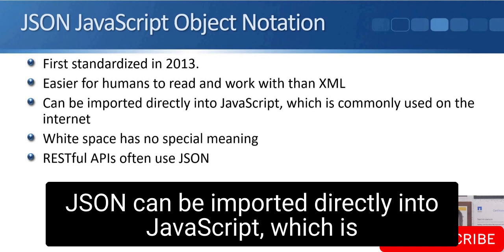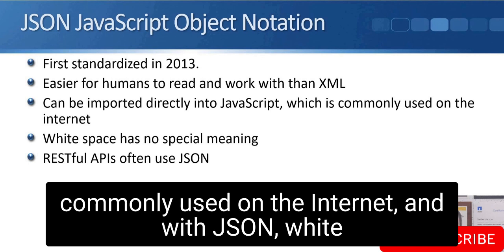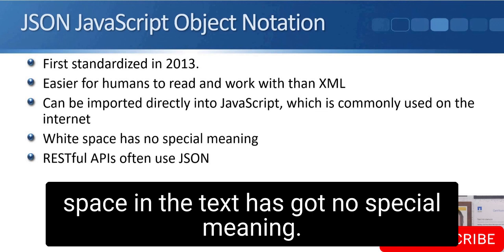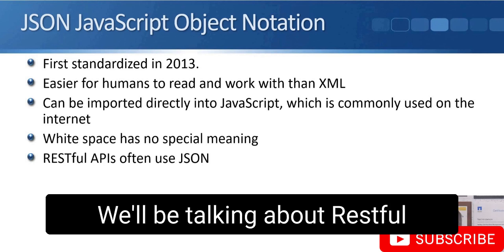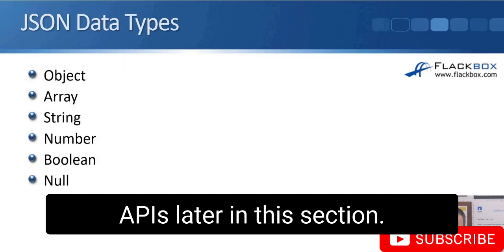JSON can be imported directly into JavaScript, which is commonly used on the internet, and with JSON, white space in the text has got no special meaning. RESTful APIs often use JSON. We'll be talking about RESTful APIs later in this section.